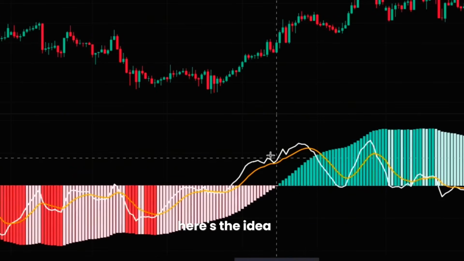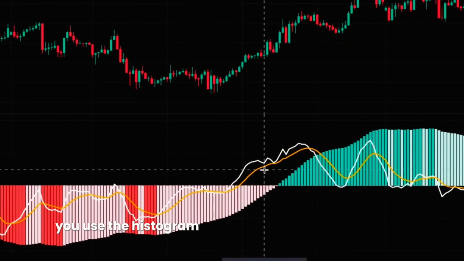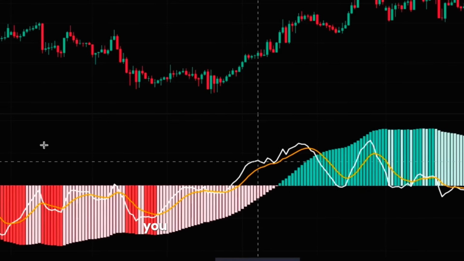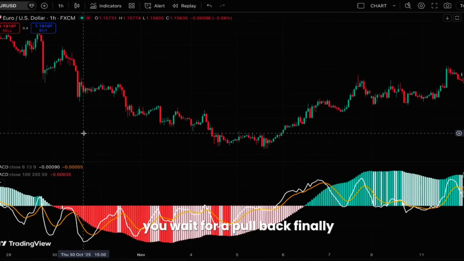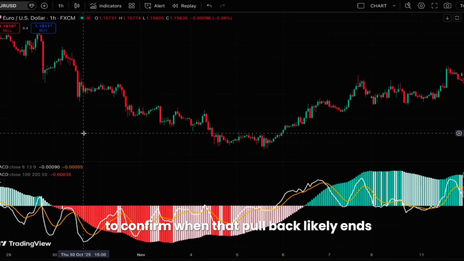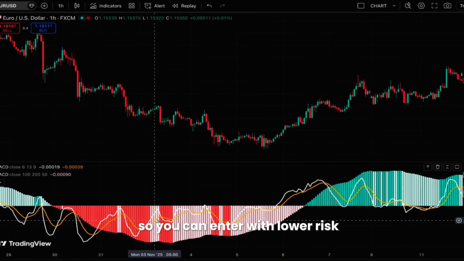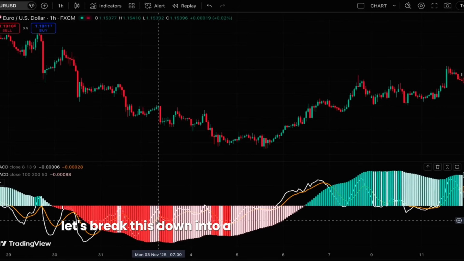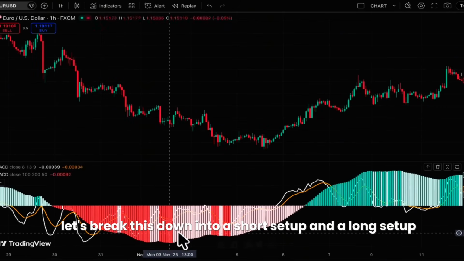Here's the idea. First, you use the histogram to detect when the market may be transitioning into a new trend. Then, instead of entering immediately, you wait for a pullback. Finally, you use the white and orange lines to confirm when that pullback likely ends, so you can enter with lower risk. Let's break this down into a short setup and a long setup.